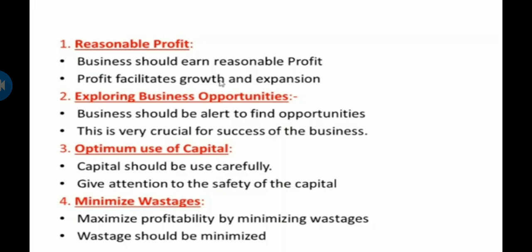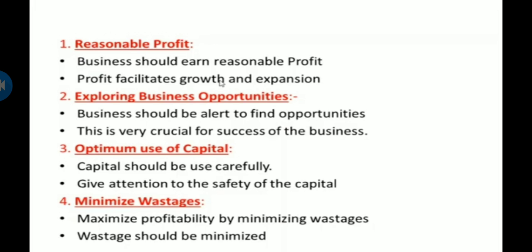Businessmen should be alert to find out such opportunities. For the success of any business, it is very important. So, whenever they arise, they should be explored. Then, third responsibility toward the owner. Owners are the persons who own the business, and they are responsible for the profit or loss, and they contribute the capital and bear the risk. These are the responsibilities towards the owner: to have reasonable profit, and to explore business opportunities.